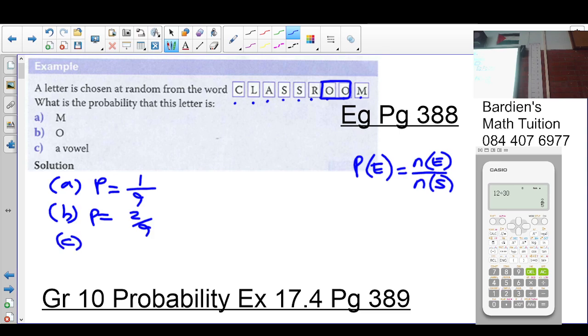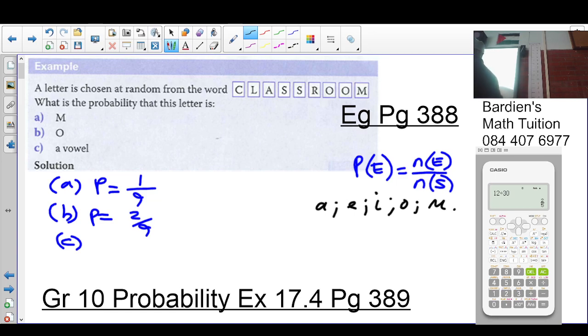C. A vowel. Now what are vowels? A, E, I, O, U. That's so we can answer this question. There's an A and 2 O's, so it's going to be 3 over 9.